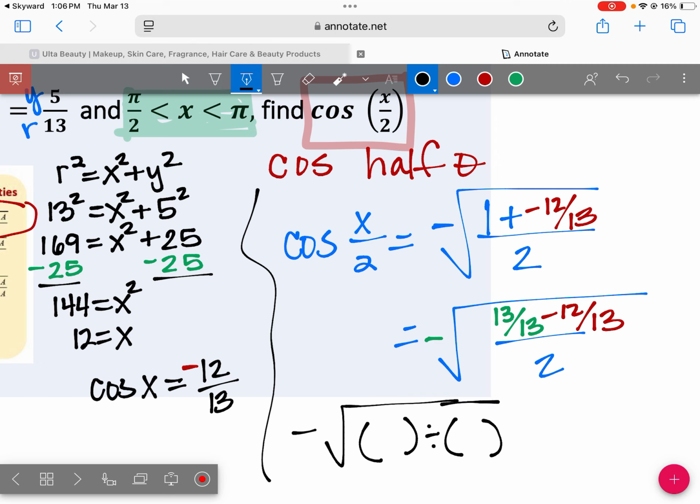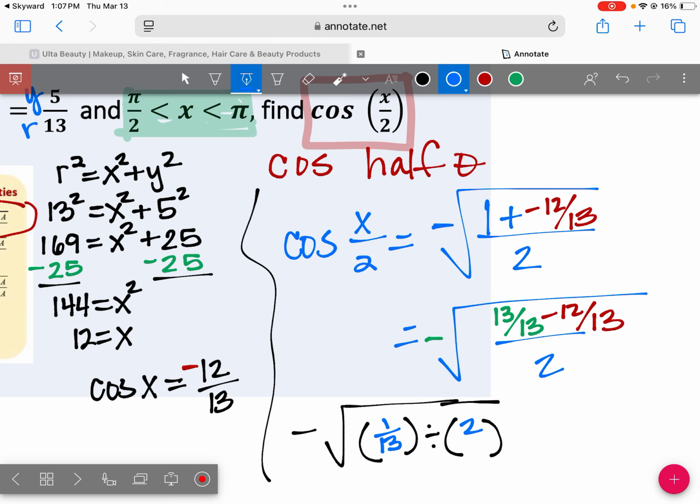At this point, I think it's a good idea to break our fraction apart, because we're dividing a fraction, it looks kind of weird. So what do I have in the numerator? What is 13 over 13 minus 12 over 13? 1 over 13. So that goes here. And I'm dividing it by 2.